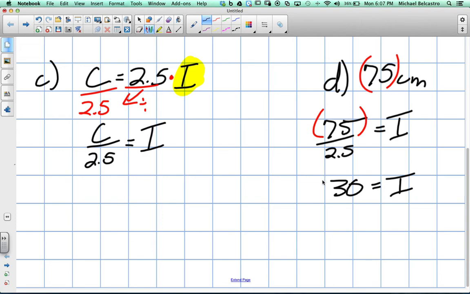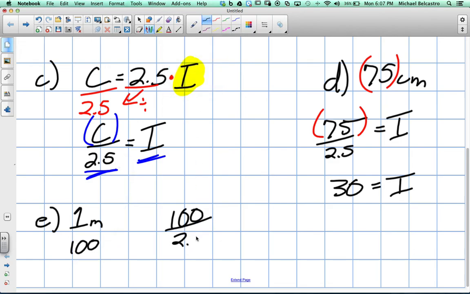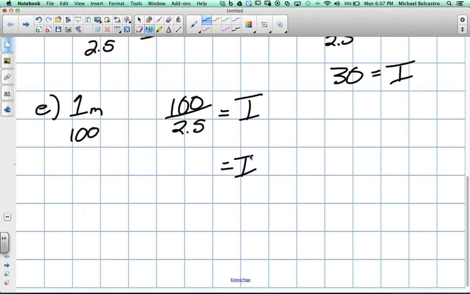The last question asks us for 1 meter. Now, again, we're not in meters. So do you know how to convert a meter to centimeters? 100 centimeters. That's right. So it's asking us for 100 centimeters. So what would we do with this part of the equation? What would I do with the number 100 here? You would divide it by 2.5. Yeah, we replace this C, divide by 2.5. All right, so let's do it. Last one, 100 divided by 2.5 is equal to I. I equals 40.